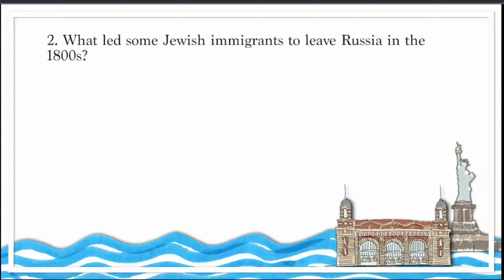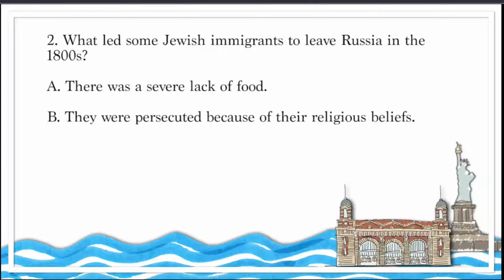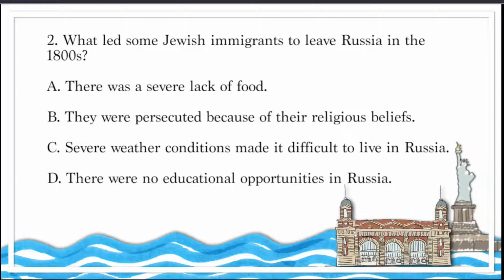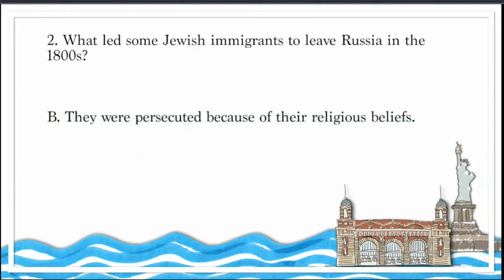If you answered B, you know that a potato famine in Ireland led many people to migrate to the United States. Question 2. What led some Jewish immigrants to leave Russia in the 1800s? A. There was a severe lack of food. B. They were persecuted because of their religious beliefs. C. Severe weather conditions made it difficult to live in Russia. D. There were no educational opportunities in Russia. The correct answer is B. Some Jewish people left Russia because they faced religious persecution.